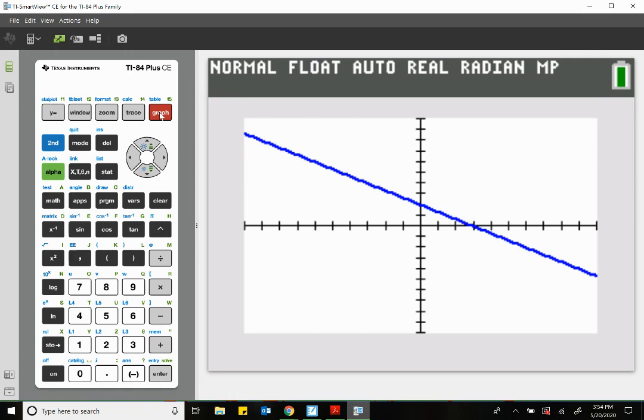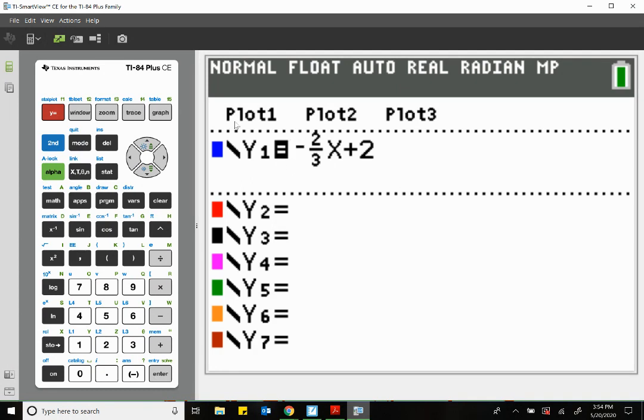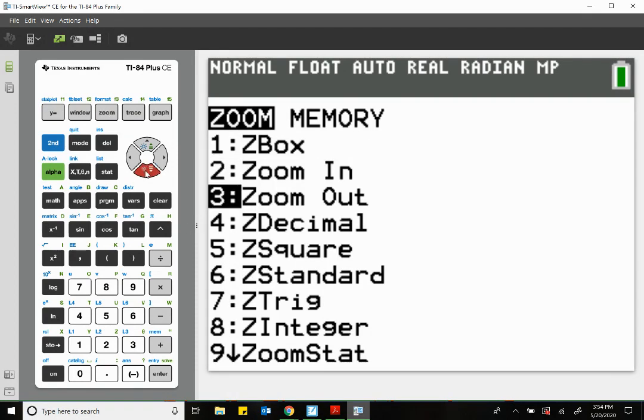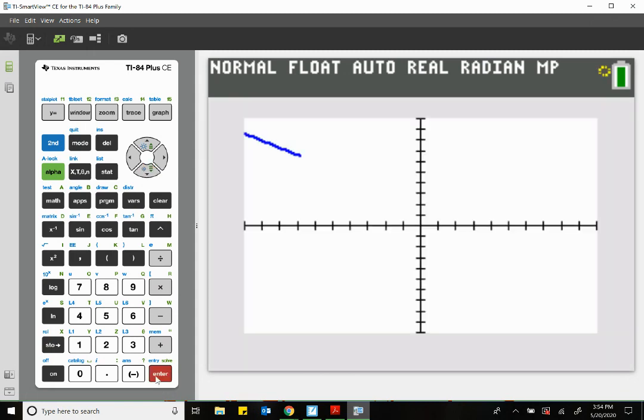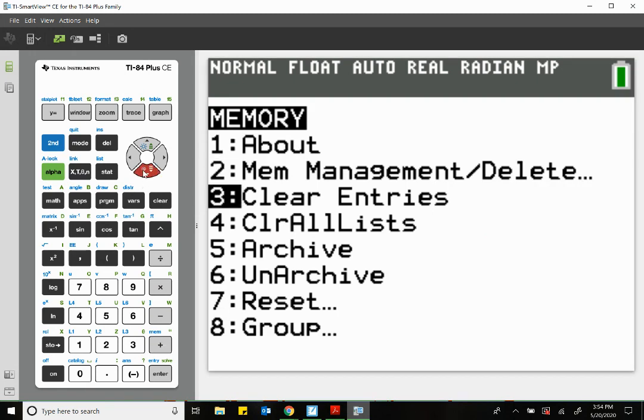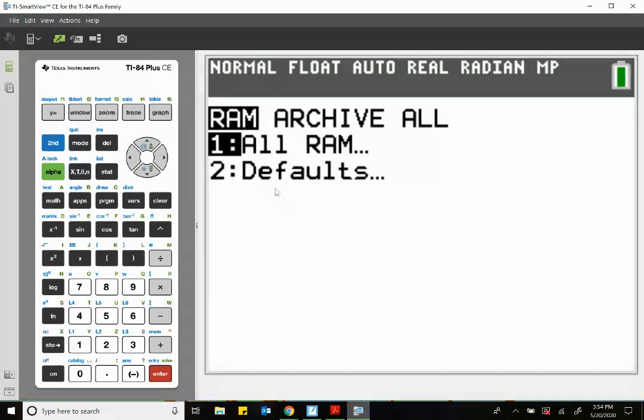So there are some quick fixes. Make sure that your equation's on with a black box. Make sure these are turned off. There should be no black boxes around them. Go to Zoom, scroll down to number 6, Zoom Standard, hit enter, and generally that fixes a lot of things. If that doesn't fix it, then do what I did with the memory reset. Second plus sign, scroll down to reset, and I would try defaults first. If that doesn't work, then I would do all RAM. Okay? All right.